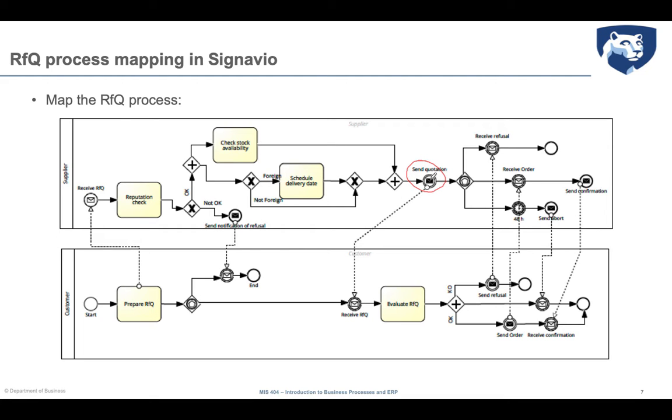and catching event. So a throwing event on the supplier side is a catching event on the customer side. So it sends a quotation which is received by the customer, who then evaluates the request for quotation and either sends a refusal, and the supplier receives the refusal and the process ends on both sides, or, let's say, accepts the quotation and sends an order which is received, and then followed up by a confirmation which is received and the process ends.